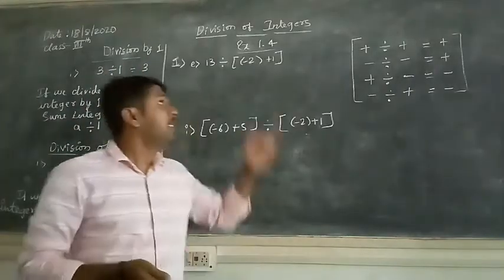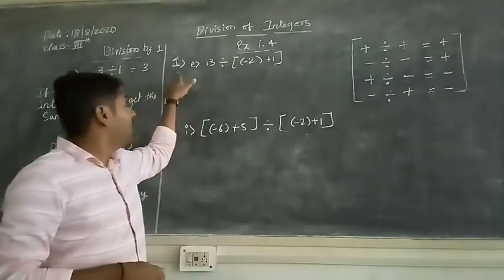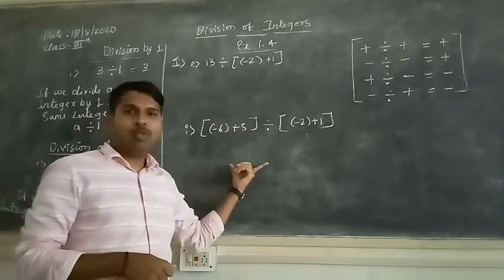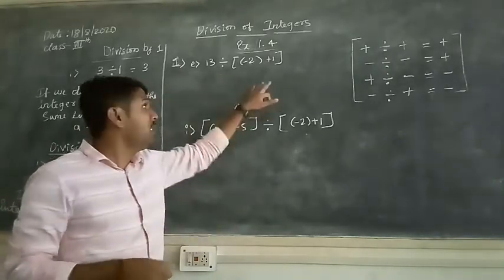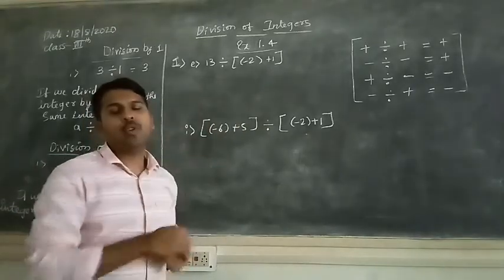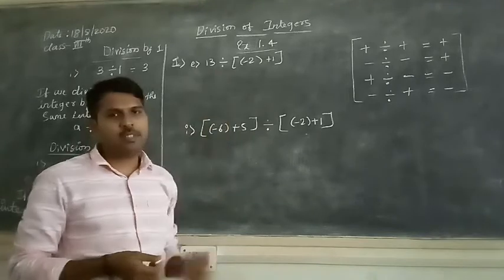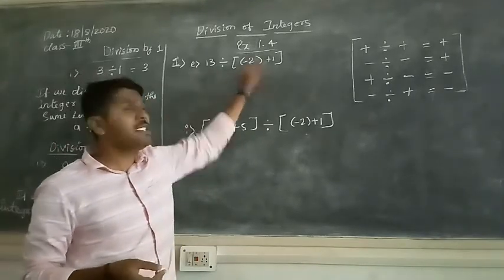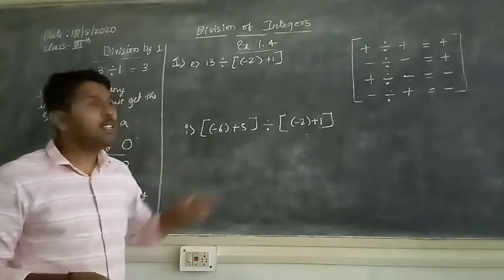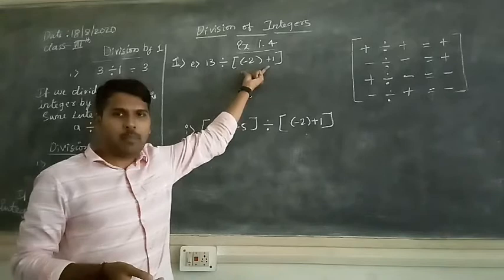Okay students, let's go to exercise 1.4. In that, there are a total of 9 questions. I have taken only 2 questions. The remaining 7 questions are homework problems, just write them yourself. I have taken these 2 problems. In the first one, 13 divided by bracket minus 2 plus 1. So how to solve this one? Before going to the division sign, first solve the bracket problems.